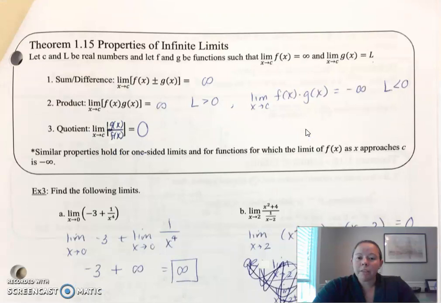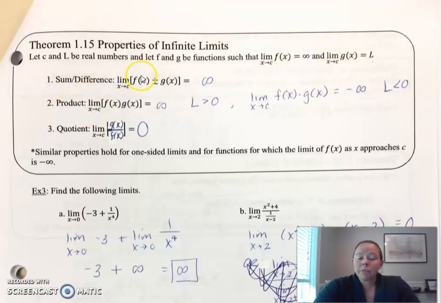So properties of infinite limits. Let c and L be real numbers, let f and g be functions such that the limit as x approaches c of f of x equals infinity, but notice the limit as x approaches c of g of x equals L. All right, so the limit actually exists for g of x, but does not exist for f of x.